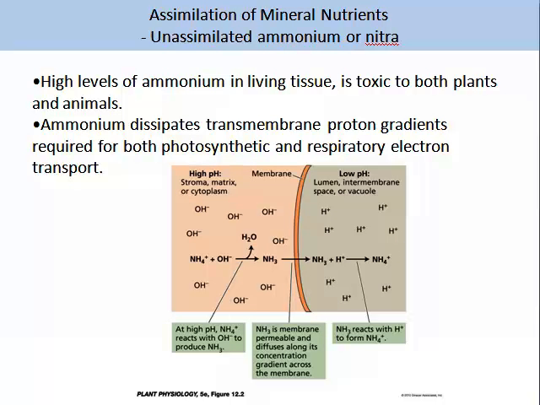High levels of ammonium in living tissues are toxic to both plants and animals. These high levels result if ammonia is not assimilated. Ammonium dissipates transmembrane proton gradients required for both photosynthetic and respiratory electron transport. The figure on the slide represents the movement of ammonia across a membrane.